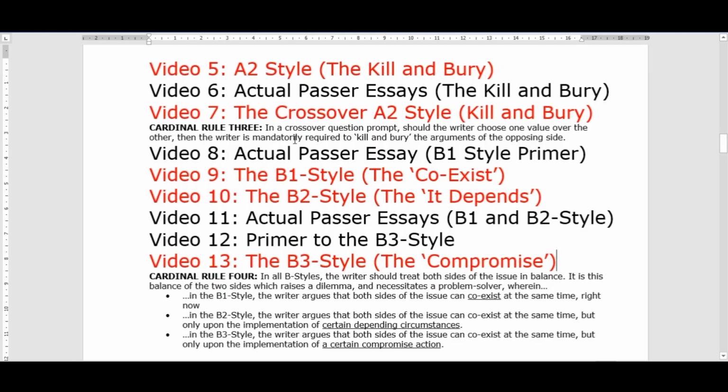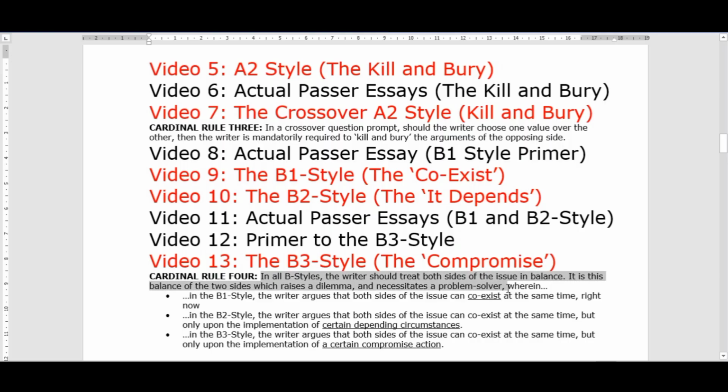So out of the B styles, remember the B style started in video 8 up to video 13. We now came up with cardinal rule number 4. So for all B styles, the writer should treat both sides of the issue in balance. It is the balance of the two sides which raises a dilemma and necessitates a problem solver.